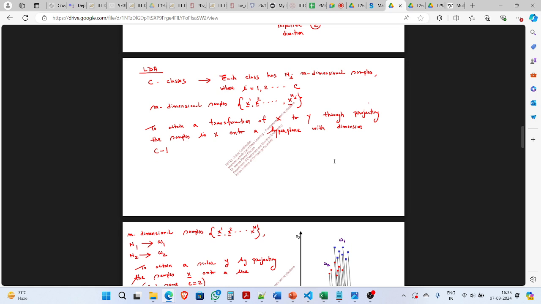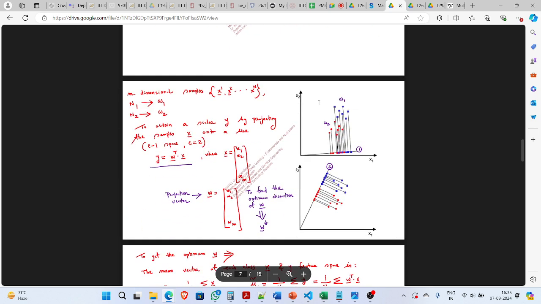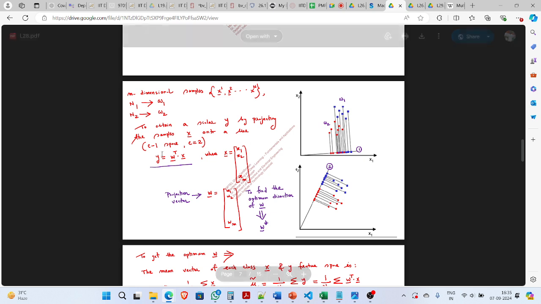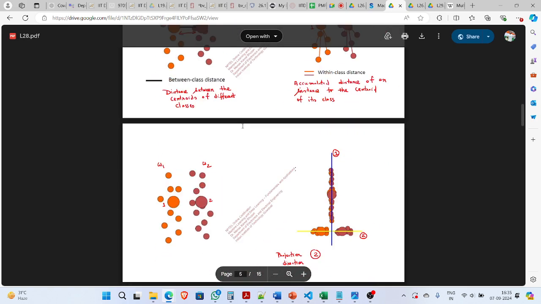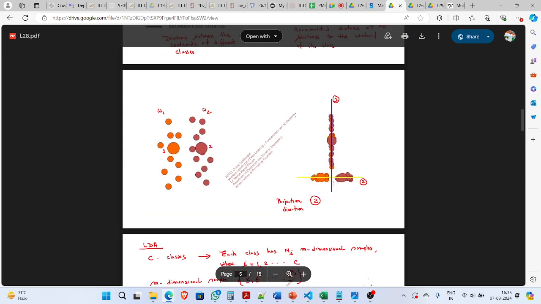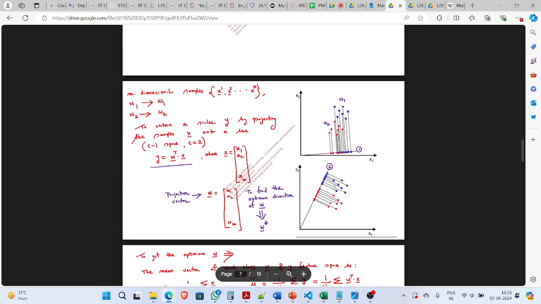So these are the different dimensions: m-dimensional samples, total n samples. We write this transformation y equals w transpose x. Why do we need this? Because we need a transformation such that they get to this shape. That should be easy to understand.